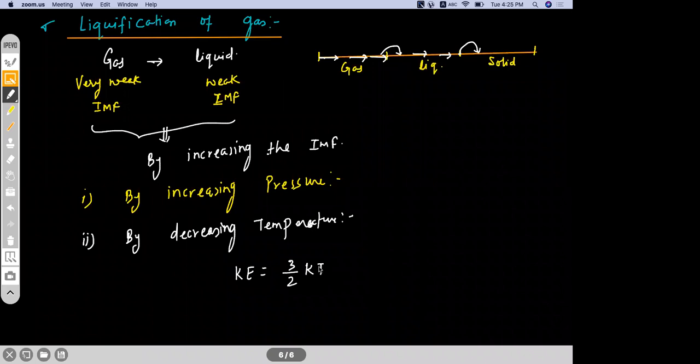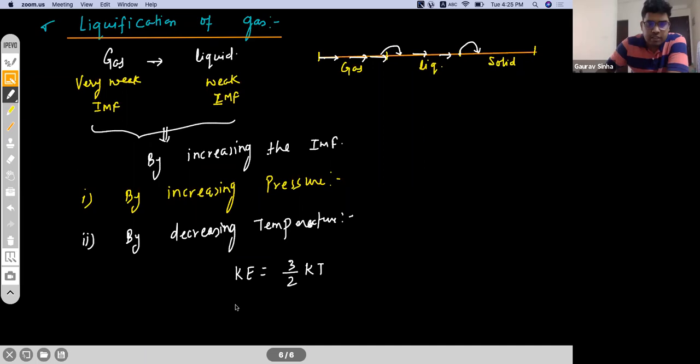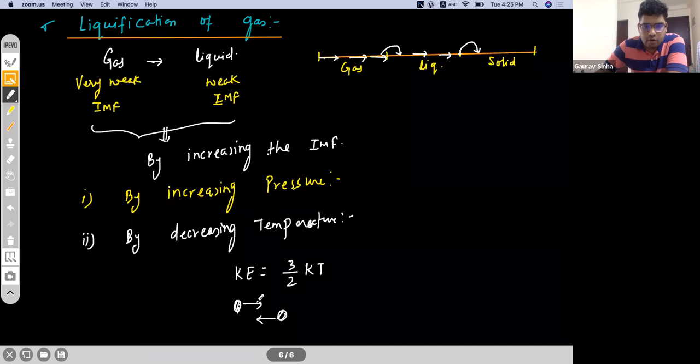Ke is directly proportional to T. So as you decrease the temperature, the kinetic energy also decreases, right? And when kinetic energy decreases, the gaseous molecules cross each other with a lower velocity, because the kinetic energy is less. When they cross each other with a lower velocity, they will have the chance of interaction with each other.